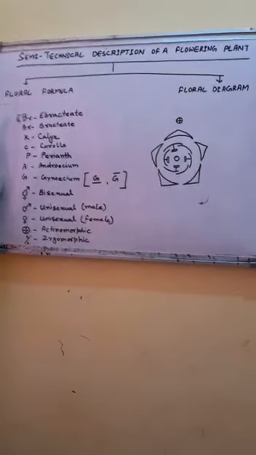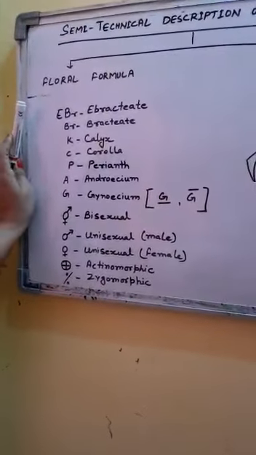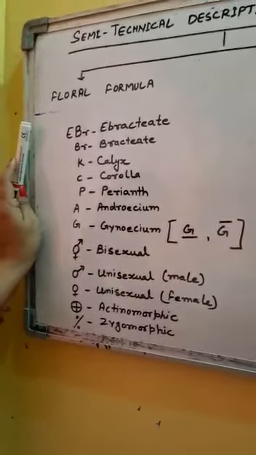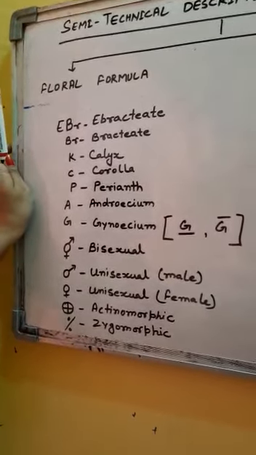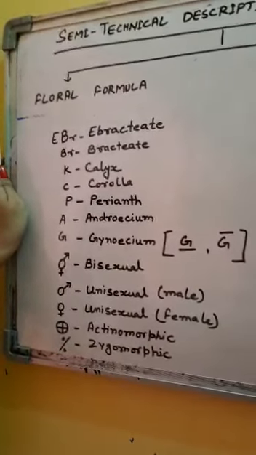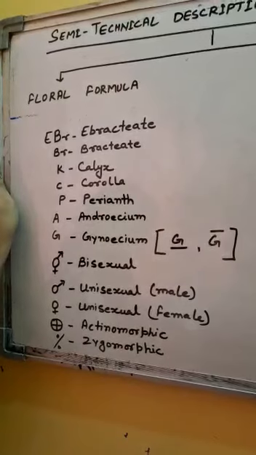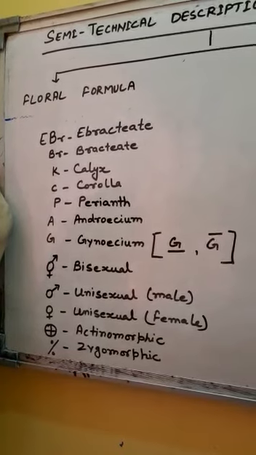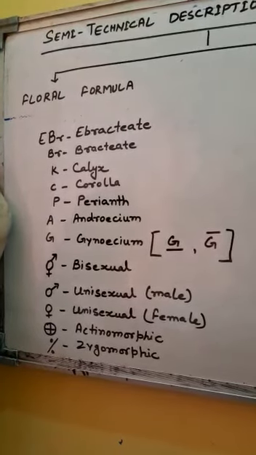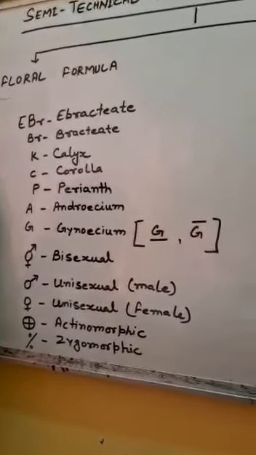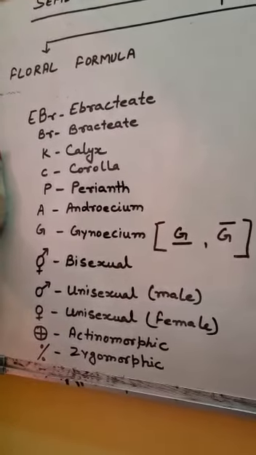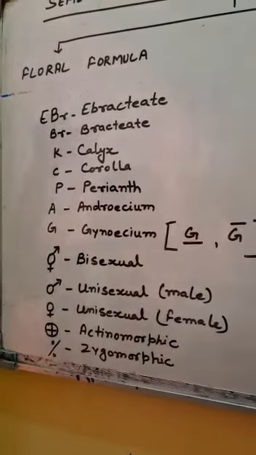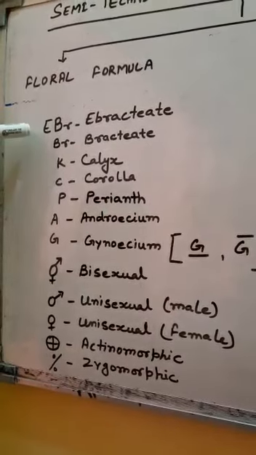First, floral formula. As I said, the floral formula is a symbolic and numerical representation. It provides information regarding symmetry, floral parts, sexuality, etc. A floral diagram is an illustration of a cross section of a flower. It represents a flower with symbols. So it is very important, and some symbols are used to explain the floral formula. You can see I have written some commonly used symbols for floral formula.